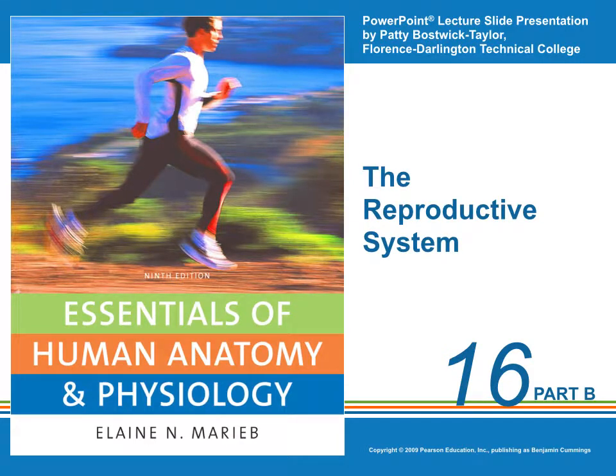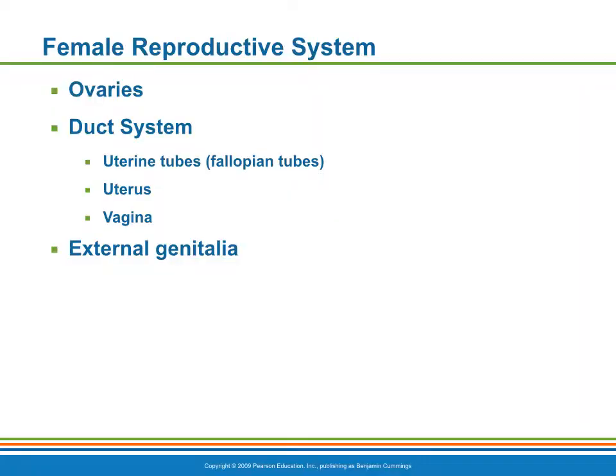All right, we've talked about the male reproductive system. Now we're going to move on to the female reproductive system. The female reproductive system consists of the ovaries. It also has a duct system. It consists of the uterine tubes, also known as the fallopian tubes, the uterus, and the vagina. And then there is an external genitalia for females also.